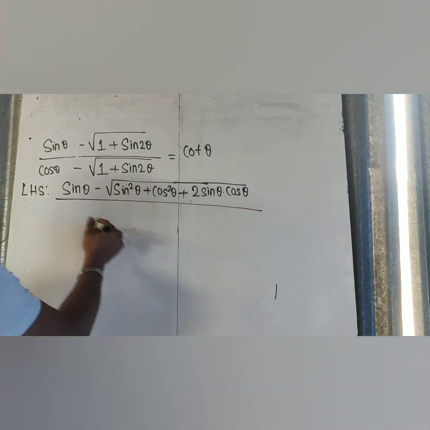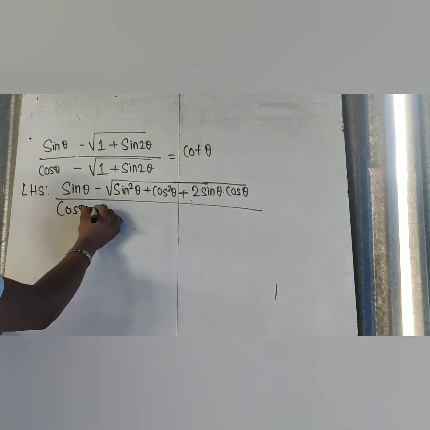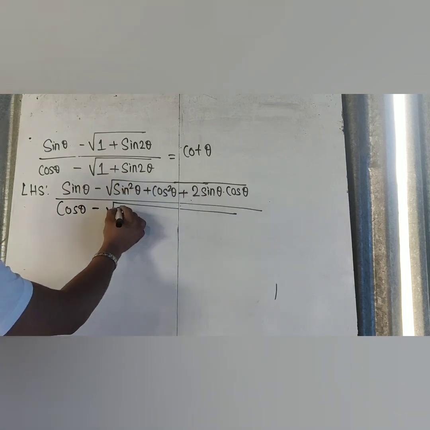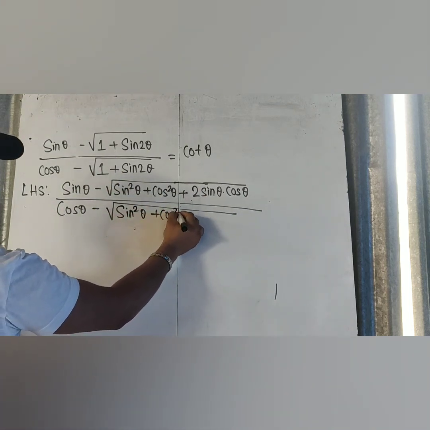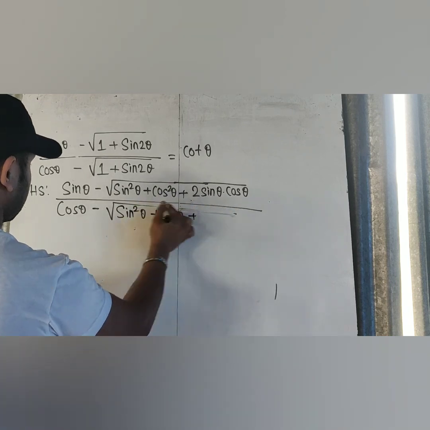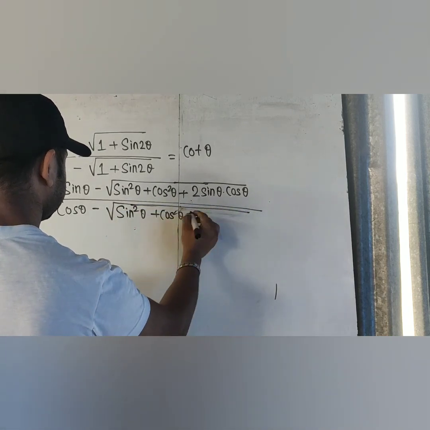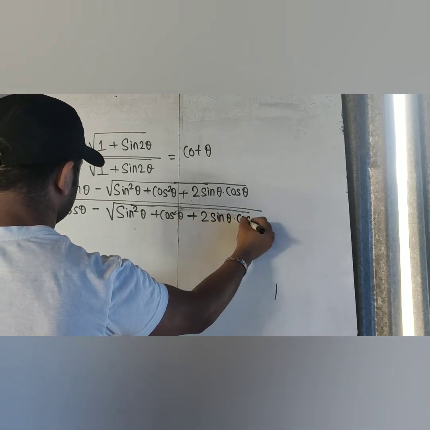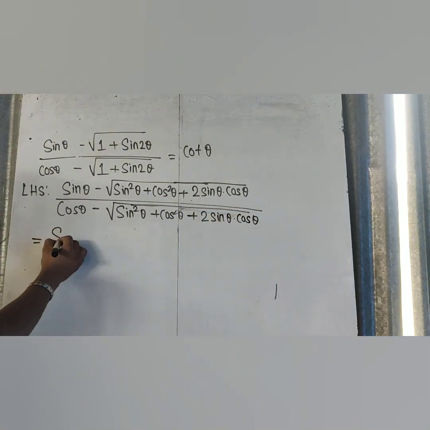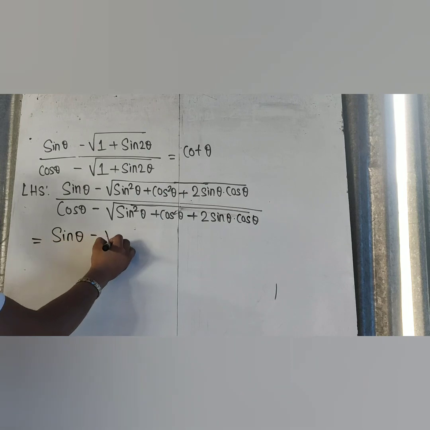Now let's go to the denominator. We repeat the same thing in the denominator also. In place of 1, you write here sin square theta plus cos square theta plus 2 sin theta cos theta. This is sin theta minus.